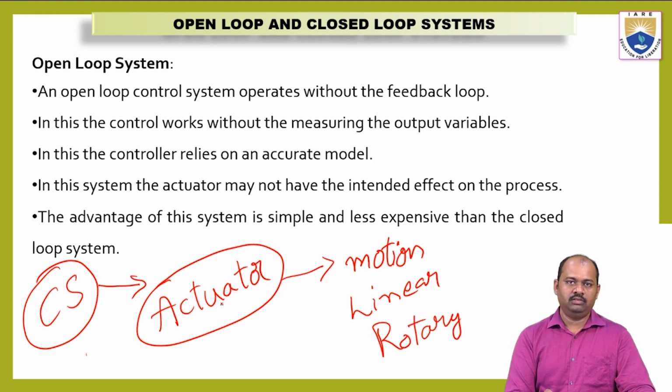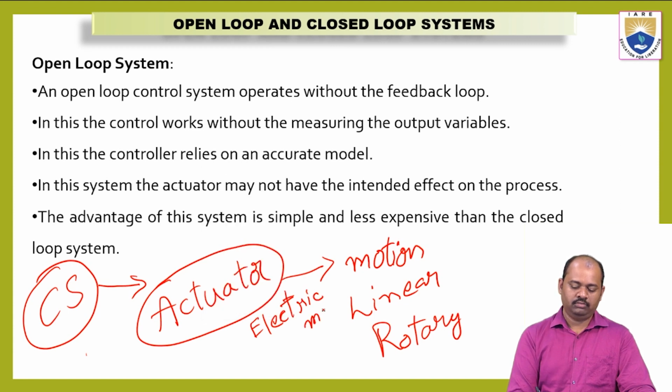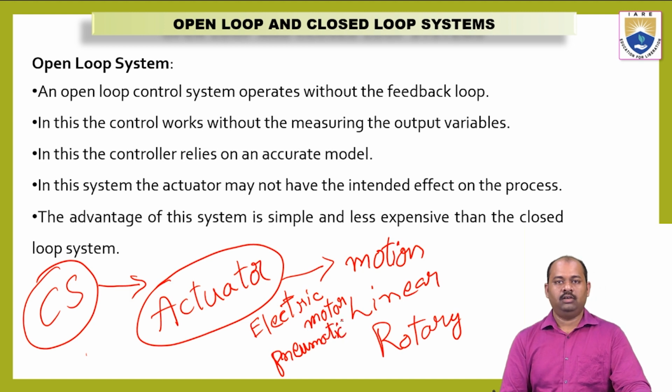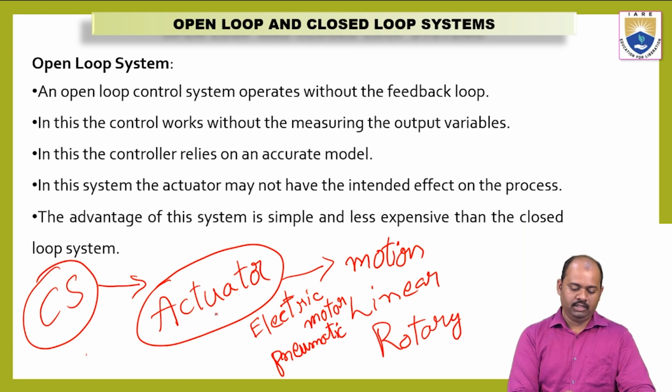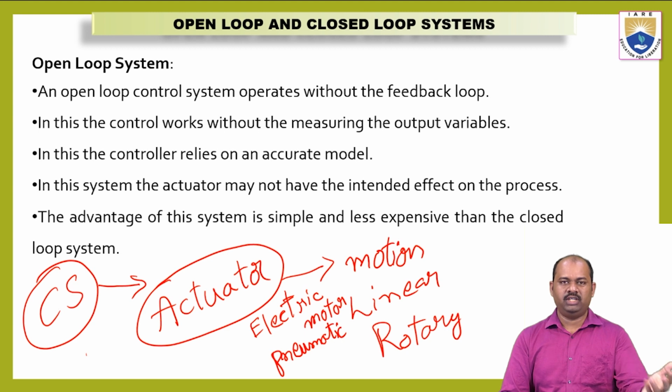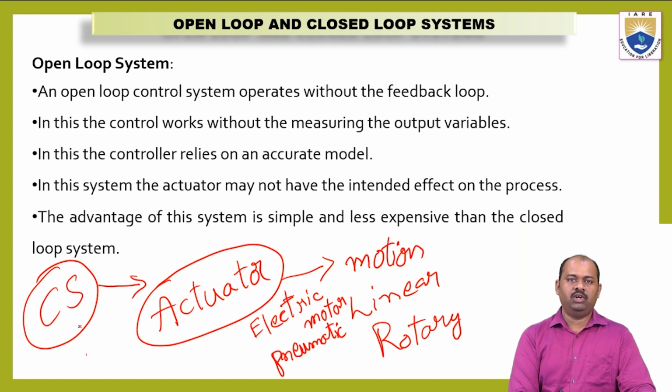This actuator could be any device like an electric motor, or a pneumatic cylinder, or any kind of machine which can create motion. Now, this actuator is being controlled by the control system. What is a control system? We have studied in the previous class. The control system controls the machine with the help of a numerical control or with the help of a computer. So this control system will control the actuator.